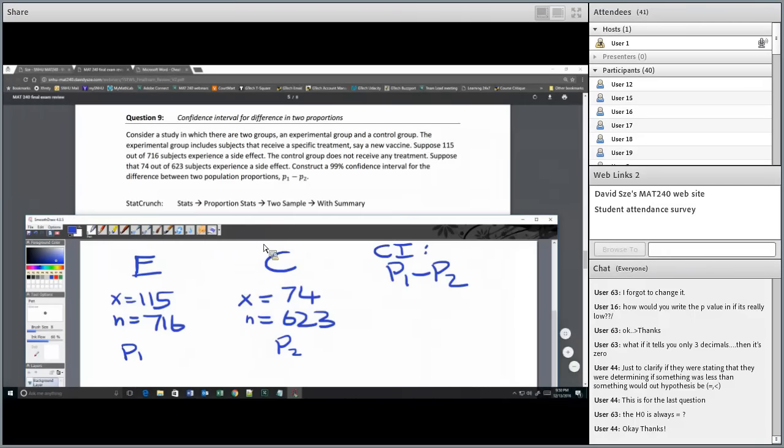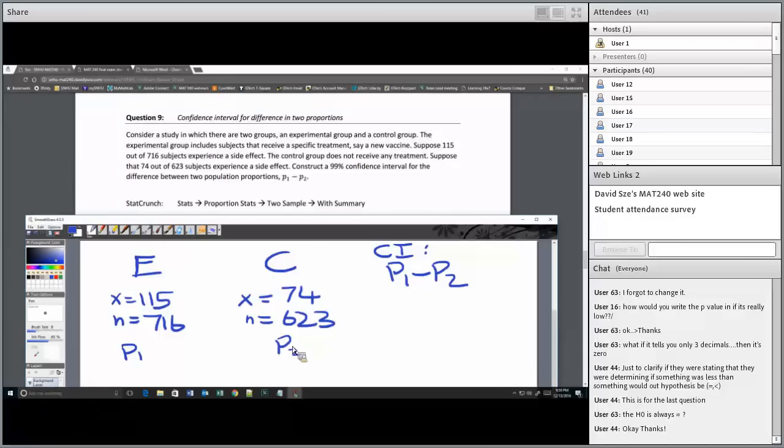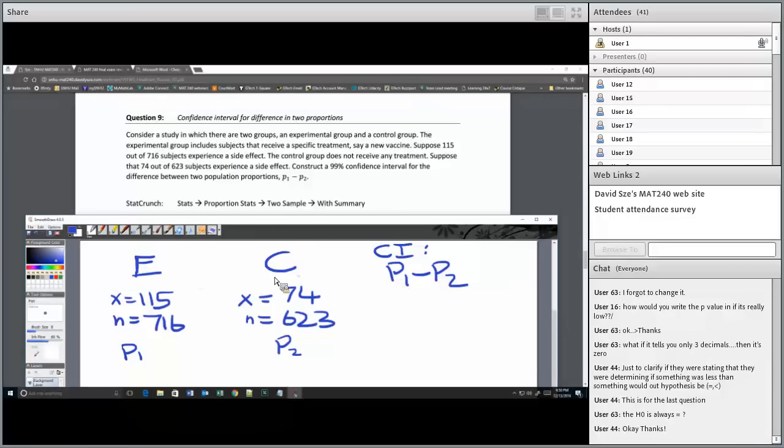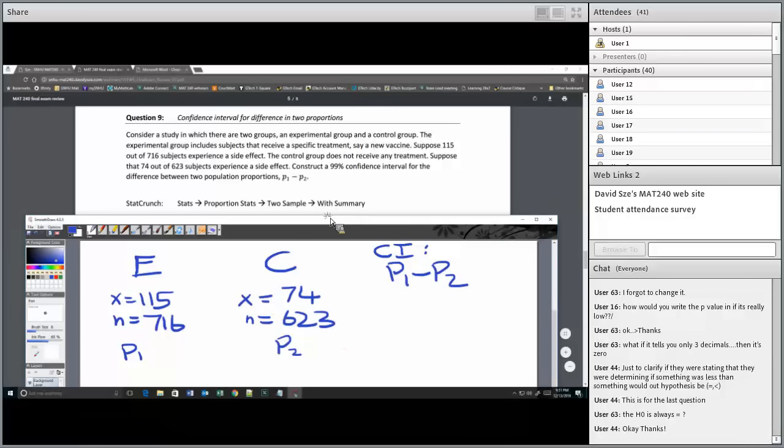Okay, so now that we have written our hypotheses, let's go construct this interval. And the construction is very easy. Here it is. Because we are now dealing with proportions, I'm going to go to Stat, Proportions. I have two samples now, right? You can see that there's an experimental group and a control group. So there are two samples, so I'm going to choose two sample, and I have the summary data.